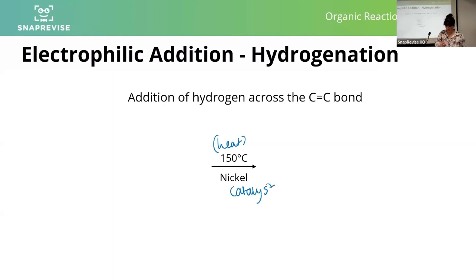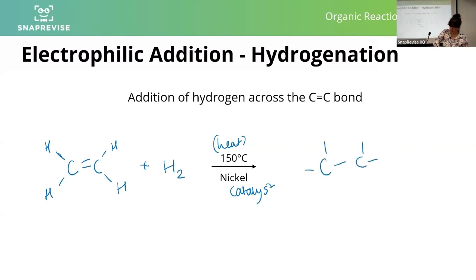So again, I'm going to just do a super quick example because we are low on time. And I like talking too much. If we add hydrogen across ethene, we're going to end up with ethane. We have added hydrogen across the double bond.